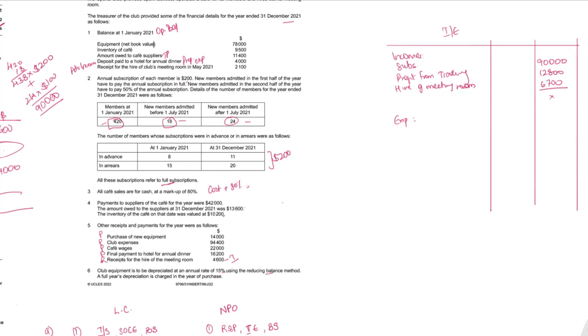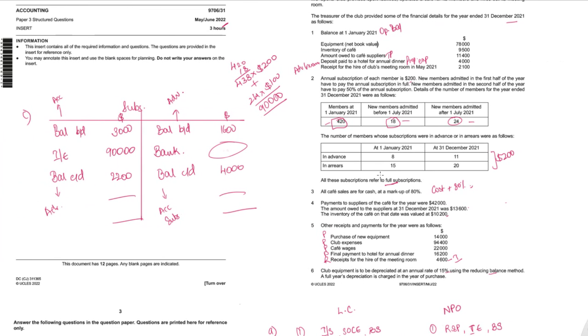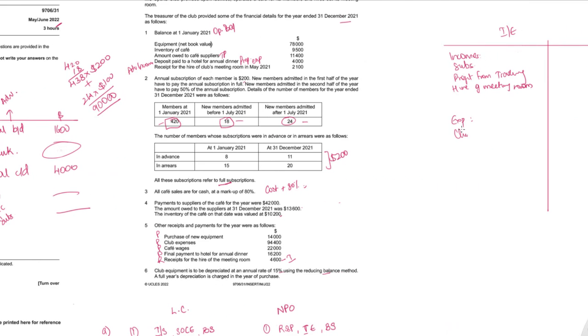Then when you look at the expenditure, let's look at the payments. Let's begin with the payments. That's the best way to prepare income and expenditure account. Always start with your receipt and payment account. Purchase of equipment is not a revenue expenditure. It will not go in income and expenditure. We'll calculate the depreciation and put that. Club expenses, yes, 94,400 can be recorded here.